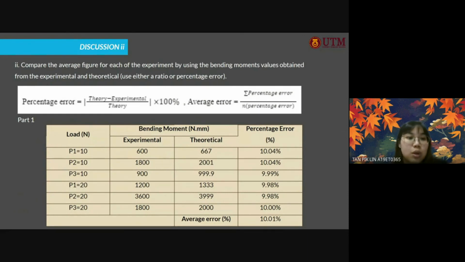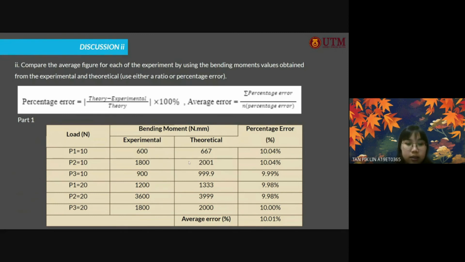So discussion 2. Compare the average figure for each of the experiment by using the bending moment values obtained from the experimental and also theoretical. Use either a ratio or percentage error. So the formula is as follows. Percentage error equals theory minus experimental over theory times 100%, and the number is actually the modulus, absolute value. And then the average error is equal to the total percentage error over the number of percentage errors.